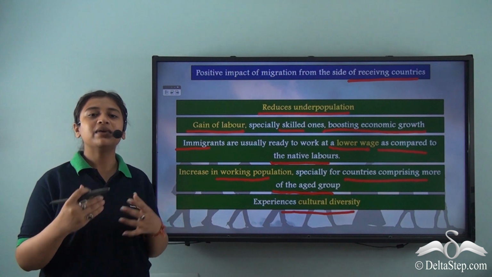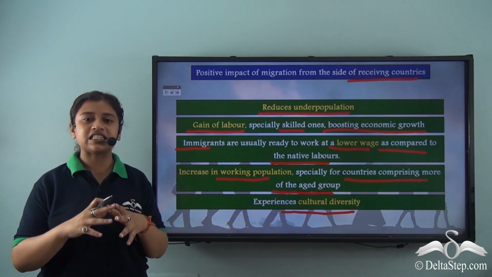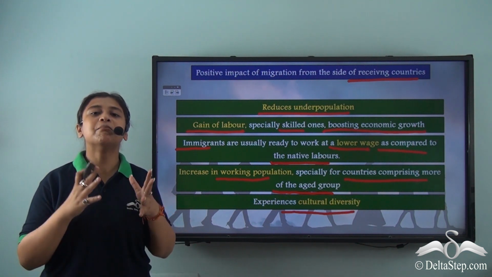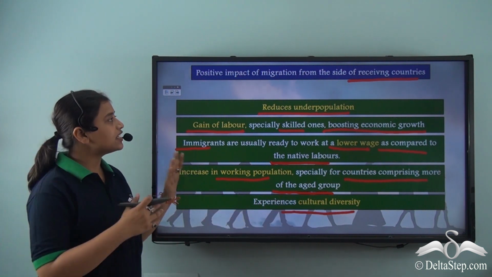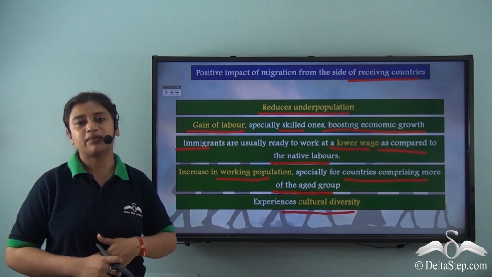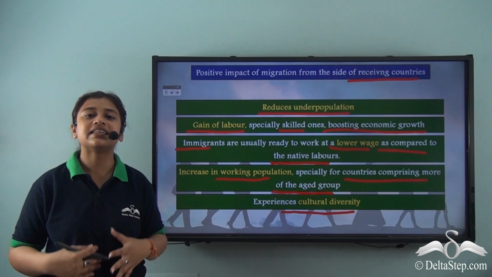Finally, we have cultural diversity as an important point here. With immigration, we also have cultural diversity, where there's a mix of different cultures in one land. So these were the positive impacts of migration for the countries who are receiving migrants.